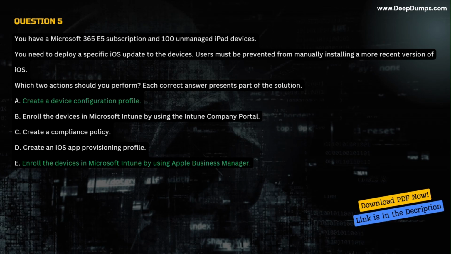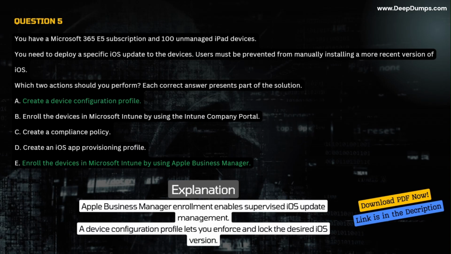Correct answer A and E. Create a device configuration profile. Enroll the devices in Microsoft Intune by using Apple Business Manager. Explanation. Apple Business Manager enrollment enables supervised iOS update management. A device configuration profile lets you enforce and lock the desired iOS version.